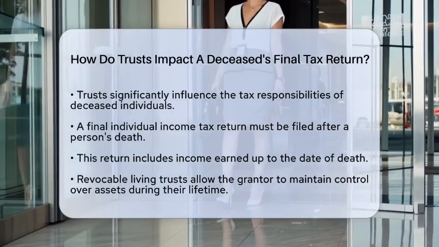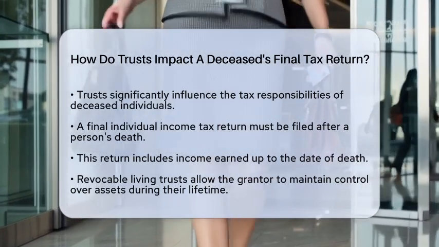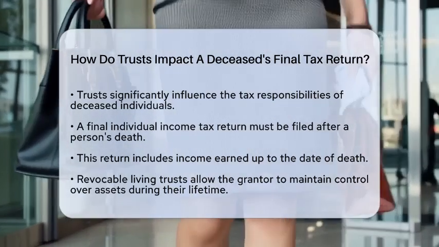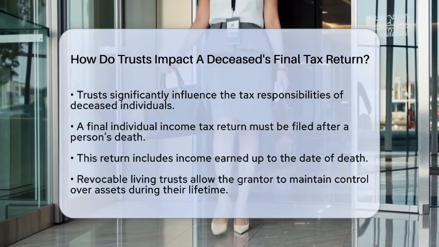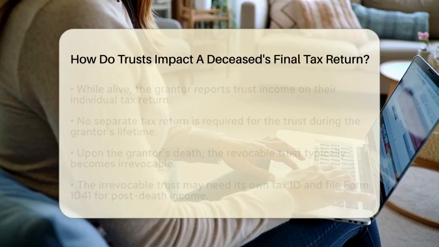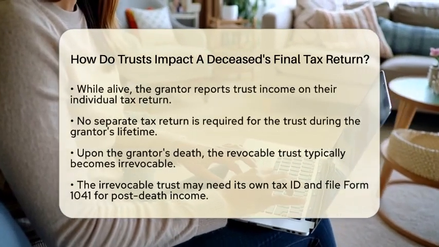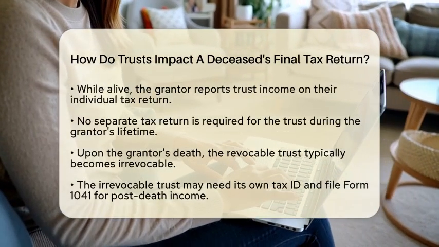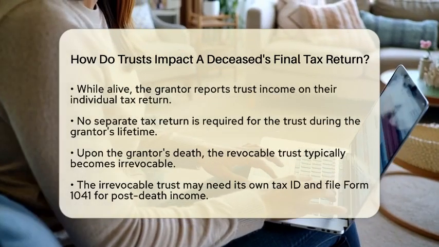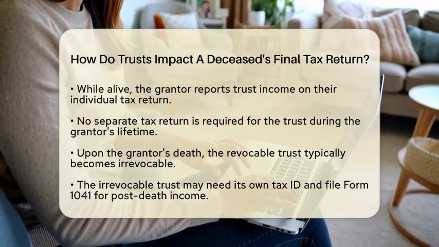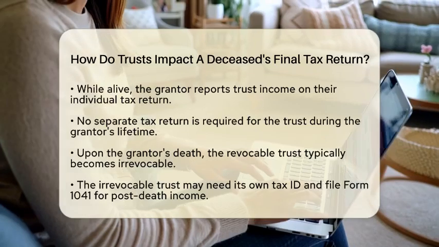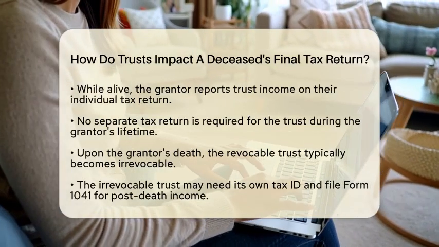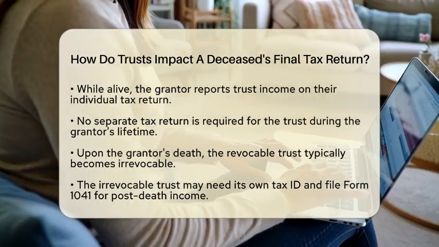For tax purposes, the grantor is considered the owner of the trust assets. While the grantor is alive, any income generated by the trust assets is reported on the grantor's individual tax return. This means no separate tax return is needed for the trust during this time. However, things change after the grantor passes away. At that point, the revocable trust typically becomes irrevocable. This change means the trust may need to obtain its own tax identification number and file a separate income tax return, known as Form 1041, for any income generated after the date of death.